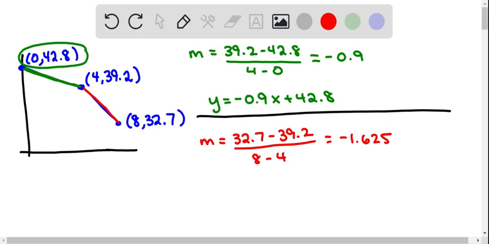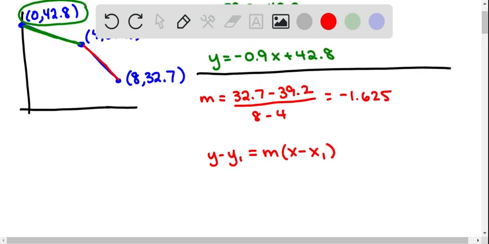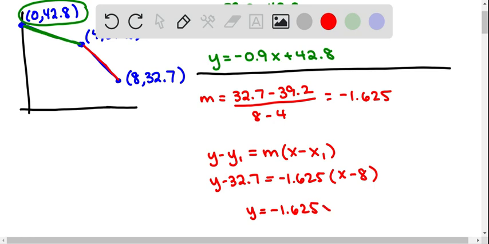And so what we can do is use point-slope form. Point-slope form is y minus y1 equals m times x minus x1, where we use one of our 2 points as x1, y1. So suppose I use 32.7 as my y1. We have our slope. And suppose I use 8 as my x1. So when we work that out, we end up with y equals negative 1.625 times x plus 45.7. So that's the equation of that line.